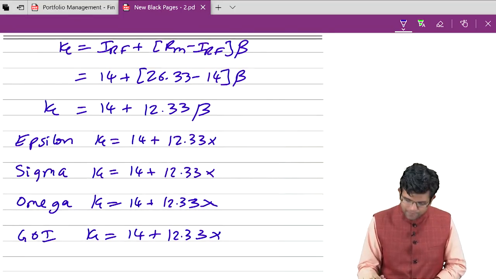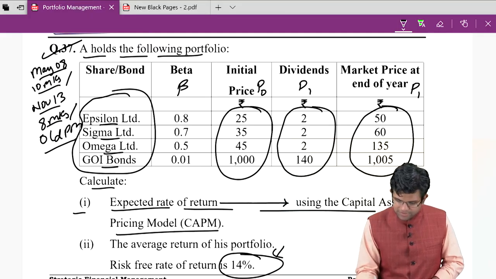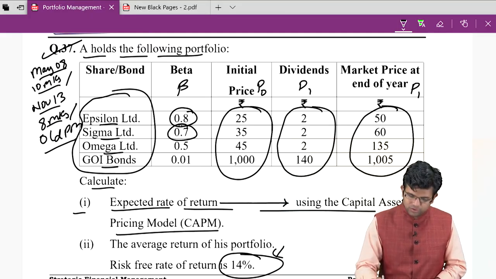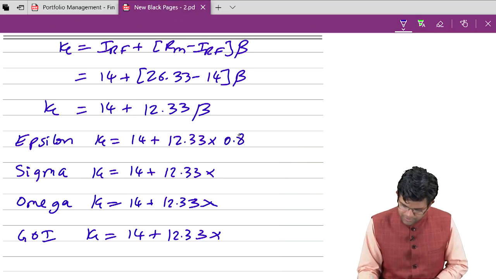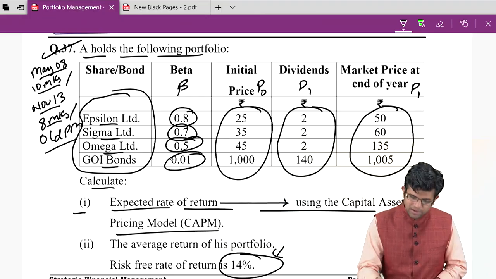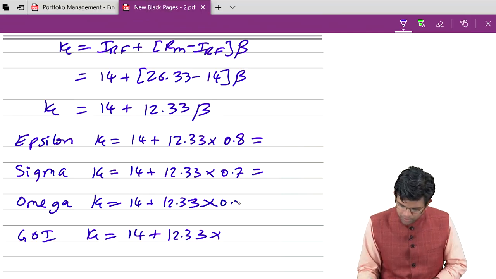Students, let's go for epsilon now. In epsilon, what is the beta? 0.8. Next, sigma, beta is 0.7. So I'll take here 0.8, 0.7. The next two students is 0.5 and 0.01. So I'll take here now 0.5 and 0.01.